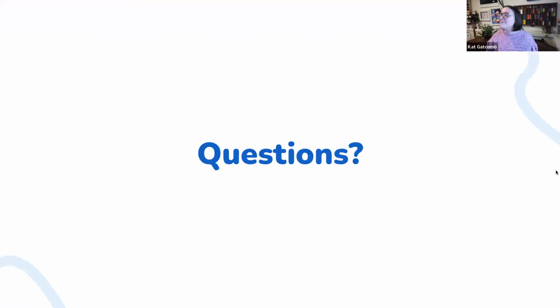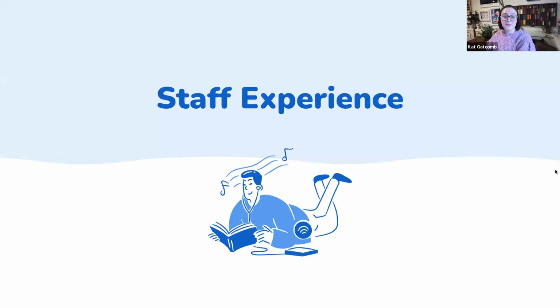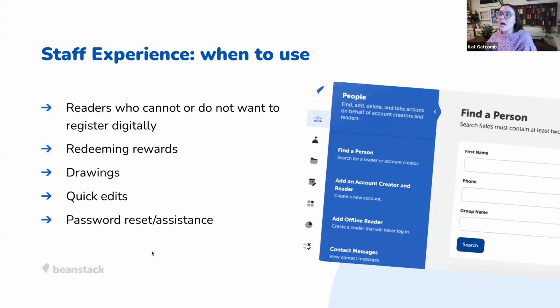Okay. All right. So we talked about the reader side. Let's talk about the staff side. So we just went over all the things readers can do on their own. And there's a lot, right? They can pretty much do all the things they need to do. When are you going to use the admin side, the staff side?